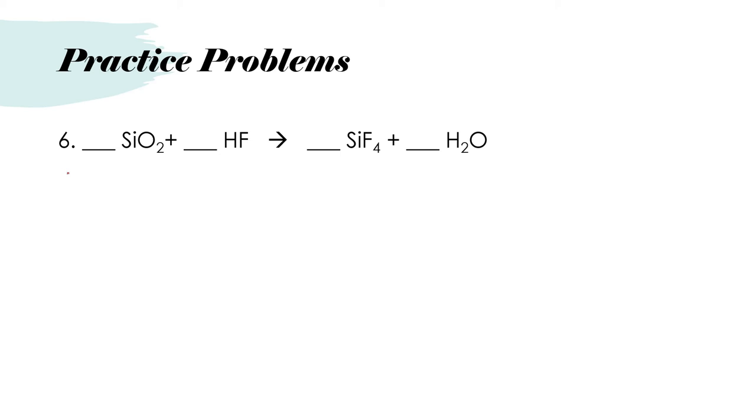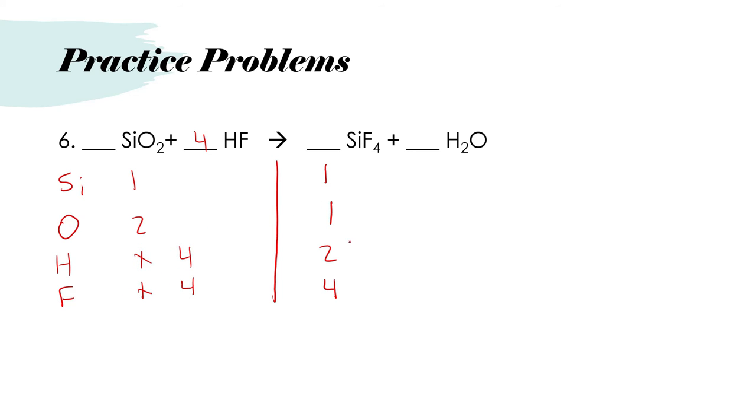For number 6, we've got silicon, we've got oxygen, we've got hydrogen, and we've got fluorine. And in the middle here, we'll draw the line. So we've got 1 silicon on this side currently, we've got 2 oxygens, 1 hydrogen, and 1 fluorine. This side we have 1 silicon, we have 1 oxygen, we have 2 hydrogens, and we have 4 fluorines. So first things first, immediately that's going to get doubled, or that's going to get quadrupled, sorry. That's going to bring us up to 4 and 4.